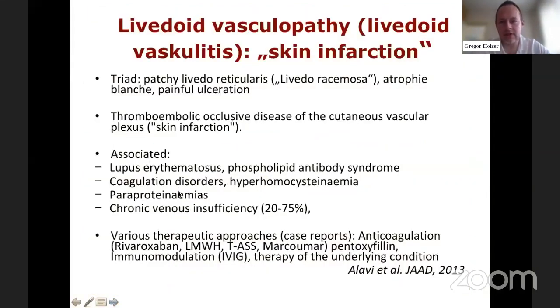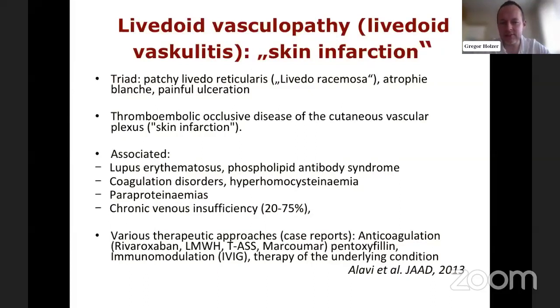So livedoid vasculopathy is like a skin infarction. It's not a very common ulcer problem, but it exists. We have several cases of those. In general, you have this livedo racemosa pattern, a term that doesn't exist in English, but it's a patchy livedo reticularis pattern. Then you have these white spots of atrophie blanche, and third, but not last, the painful ulceration. It's a thromboembolic occlusive disease of the cutaneous vascular plexus. That's why it's not an infarction of the heart, but a skin infarction.